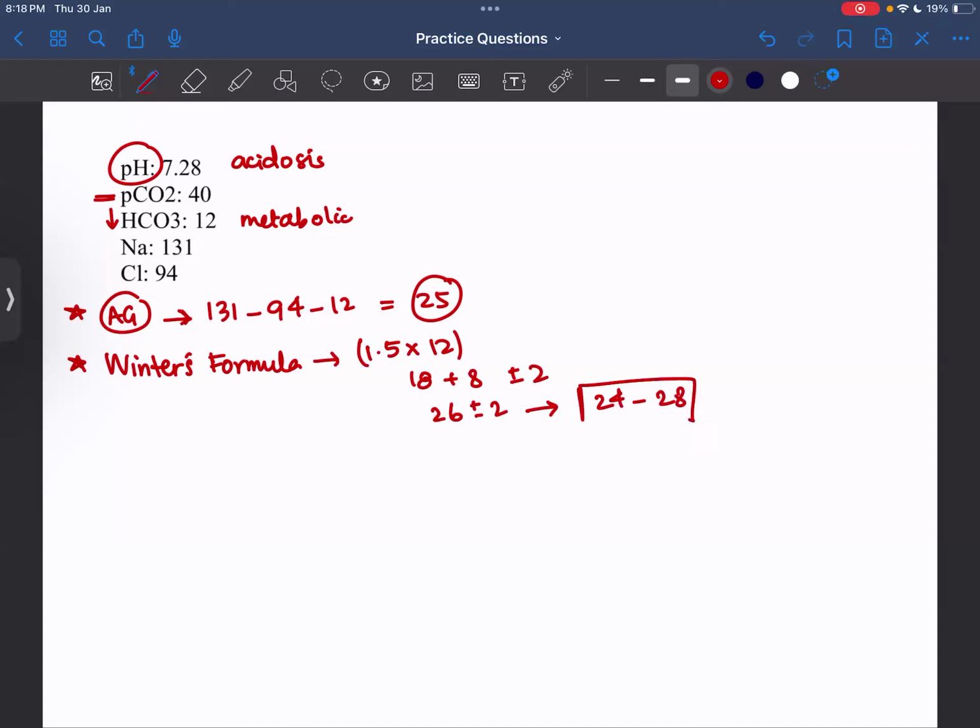Is our PCO2 within this range? No, it is not. Our PCO2 is actually 40, which is very much greater than the range provided here, which means that we do have a concomitant disorder, and in this case, it is respiratory acidosis.